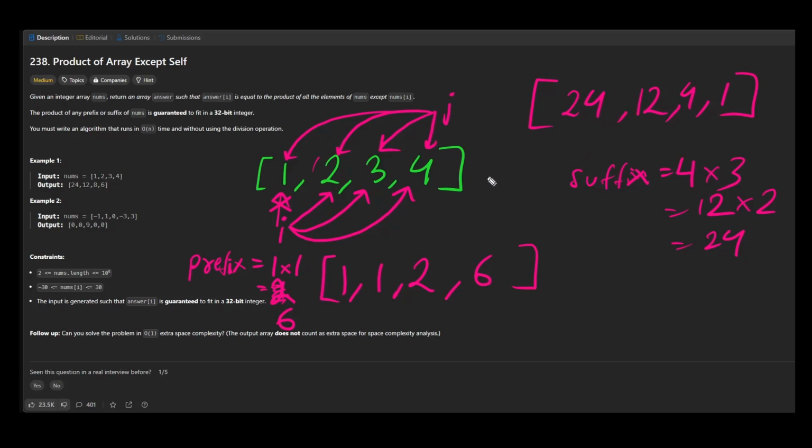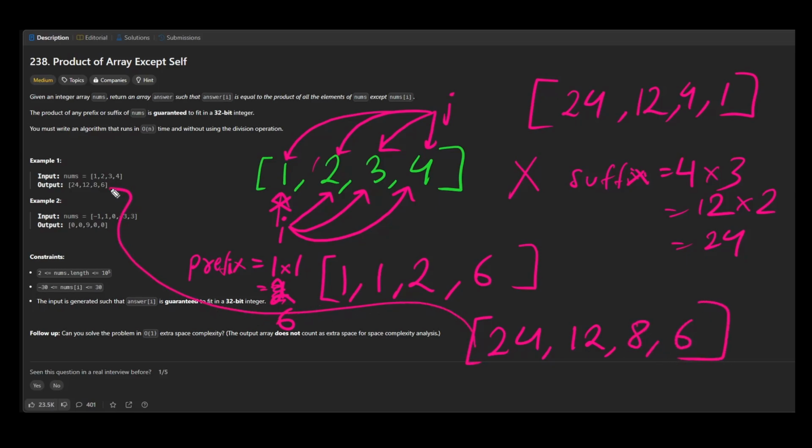Now for every element, we have its prefix stored here and its suffix stored here. So if we multiply these two arrays, what do we get? We get 24, we get 12, we get 8, and we get 6. And this is our solution.